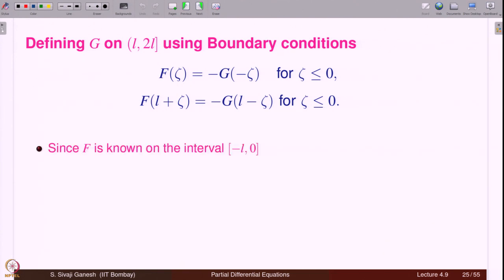Now, f is known on minus L comma 0, so we are going to use the second condition, because this condition is saying I have L here, 0 here, minus L here. I want to define in this region, right, up to 2L, in this region I want to define.